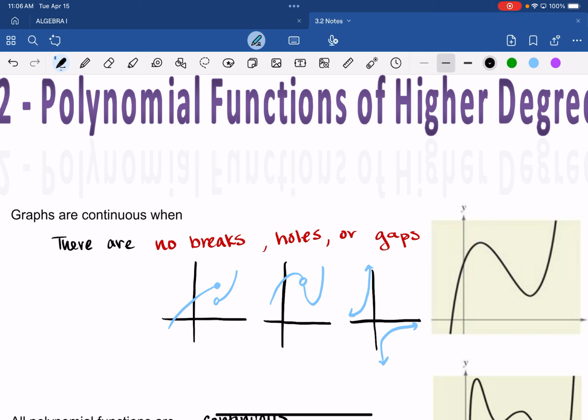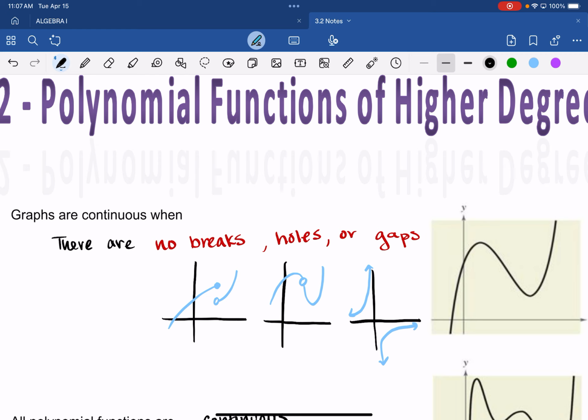So no breaks. There's no break in our graph. We don't have any holes. That's what the open circle stands for. And there's no gaps. This is an example of a gap when we had two different graph lines happening. This was our rational function. There was that vertical asymptote there. So if any of those three things happen, we say our graph is not continuous.